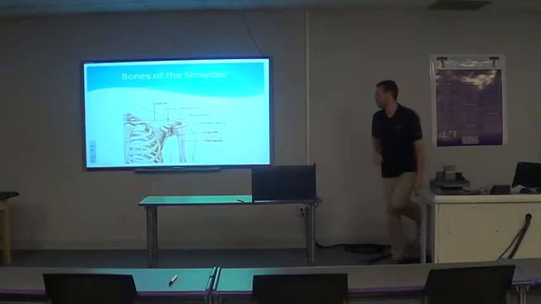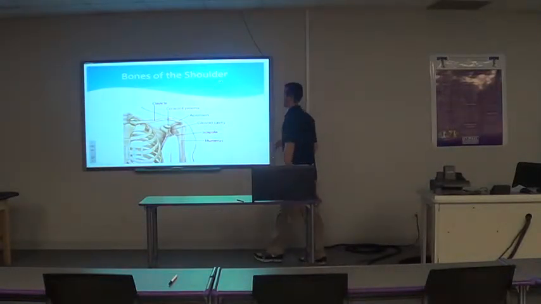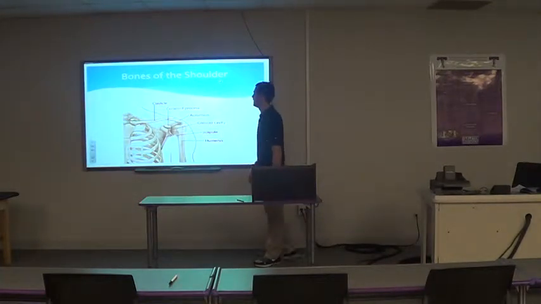Okay, so just kind of the basics of the shoulder here. These are some of the main components of the bone of the shoulder. You have your clavicle, which is also known as your collarbone, just a common name for it.